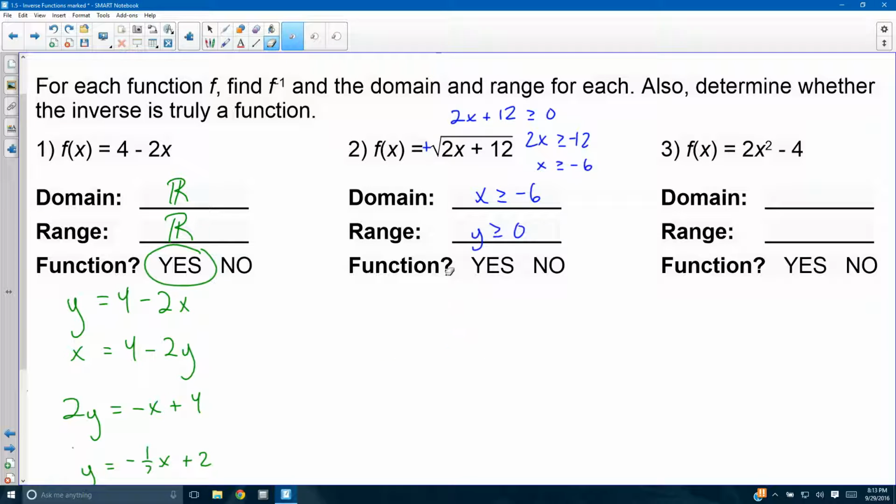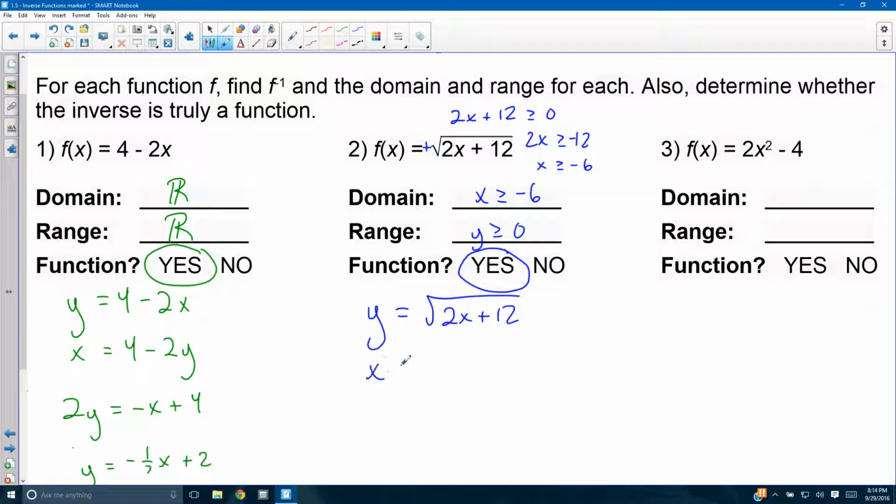Is the original a function? Yes, the original is a function. And let's also test the inverse. Oh, it's determine whether the inverse is truly a function. My bad. But I believe that this actually might be a function as well. But I'm sorry about that. This one was a function, yes, and this one was a function, yes. So I will not circle yes until the very end. My apologies for that. So this is y equals the square root of 2x plus 12.